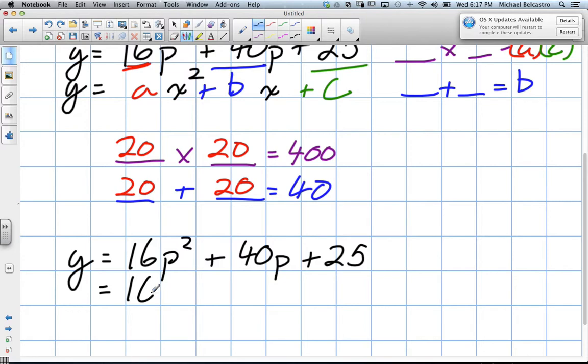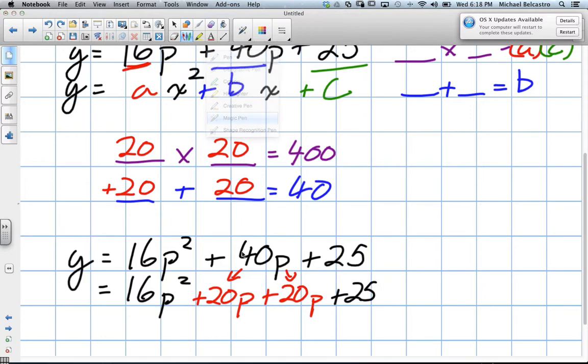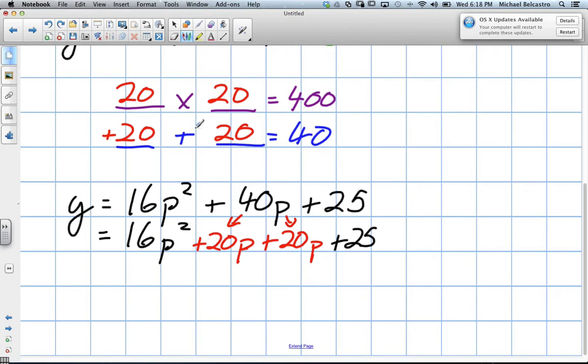So I'm going to get 16p squared, and I'm going to get positive 20. We took one of them, and they are both positive 20, and we have to include the p. And another positive 20p. So we've split 40 into two positive 20p's. That makes sense because if we were to reverse this, if we add 20 and 20, we would get 40. So we haven't really changed anything, we just split it up. The reason we've done this is so we can now use common factoring.